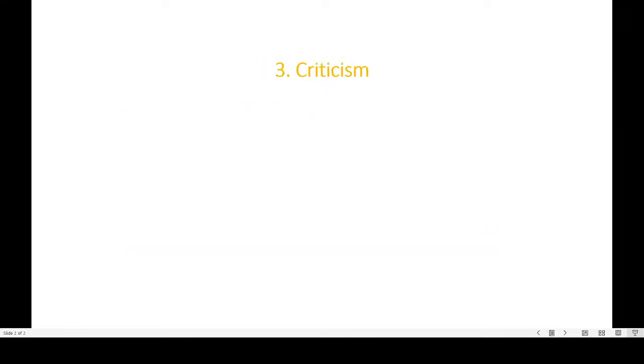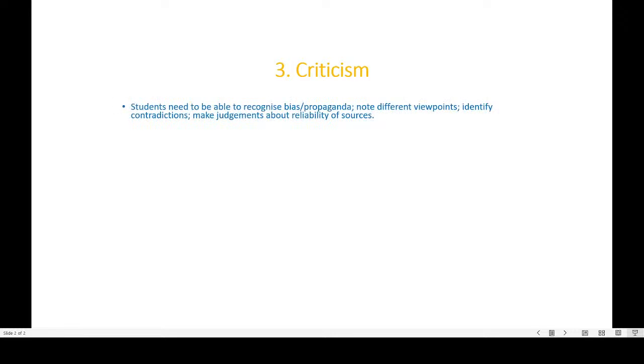Number 3, we have our criticism question. Here students need to be able to recognize bias and propaganda within a source. They need to note different viewpoints, identify contradictions, and make judgments about the reliability of sources. So we have 5 keys to success here.